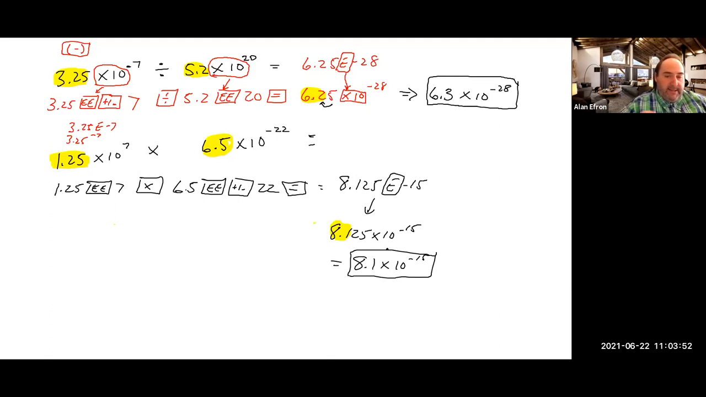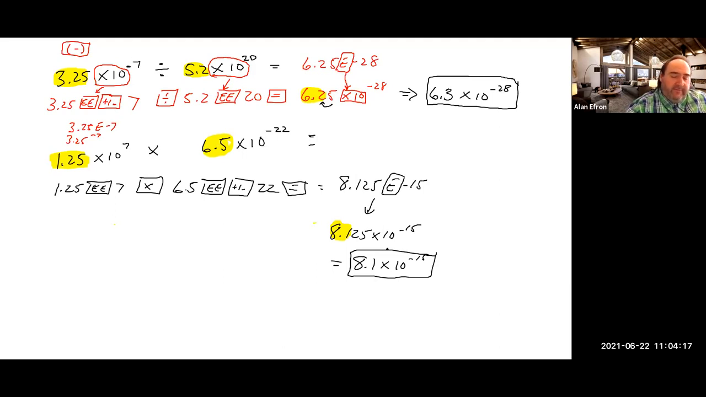Any questions on scientific notation? It's important to make sure you know how to properly enter these into your calculators. If you're still struggling with that, sometime during one of these lab periods coming up, make sure you reach out to me and we'll try to find it on your calculator. But it's really important to make sure you punch these things in correctly.